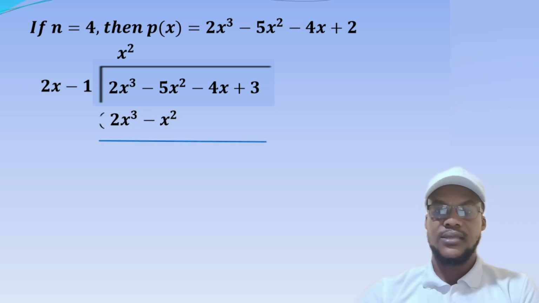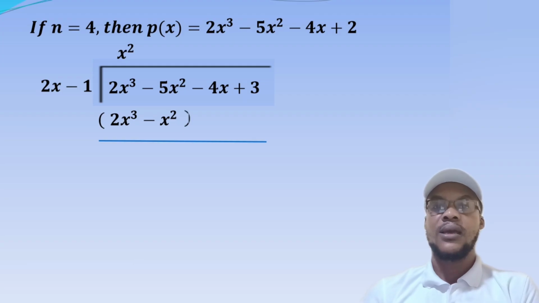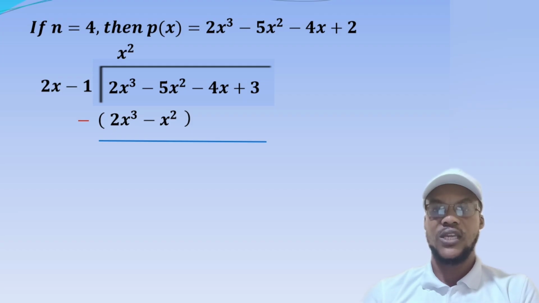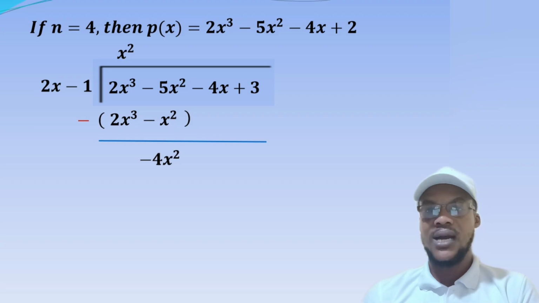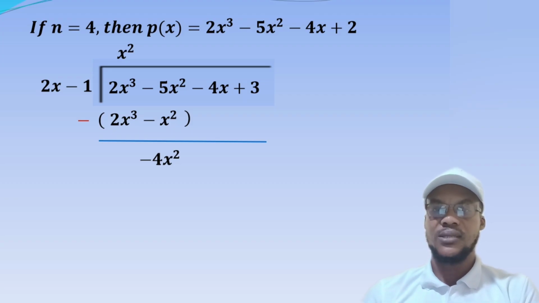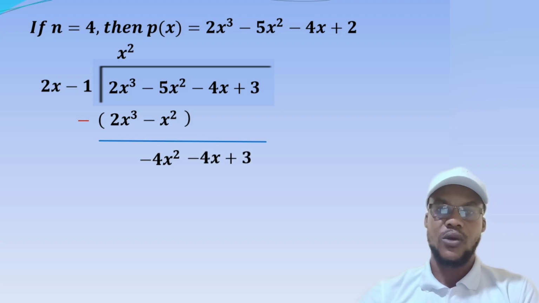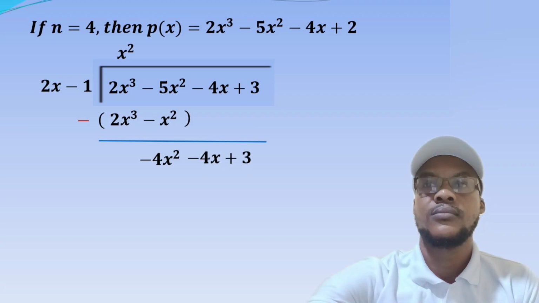So if I'm going to subtract 2x cubed minus x squared from 2x cubed minus 5x squared, then I'm going to get negative 4x squared. Okay, good. So once you subtract, then what do you do? You add the rest of the terms of the dividend, which is negative 4x plus 3. Yes, so you add that one, and then you are good to go. Okay, great.